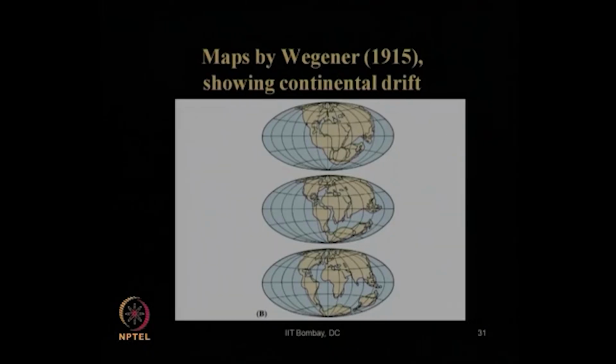And this is the map proposed by Wegener in 1915, showing the continental drift. That means, initially Wegener said all the continents, or all the plates composing those continents, were together. And with time, as the earth spins, they started to move apart, and today's continental plates, whatever we see, have been created over several years by the revolution of the earth about its own axis and also around the solar system.